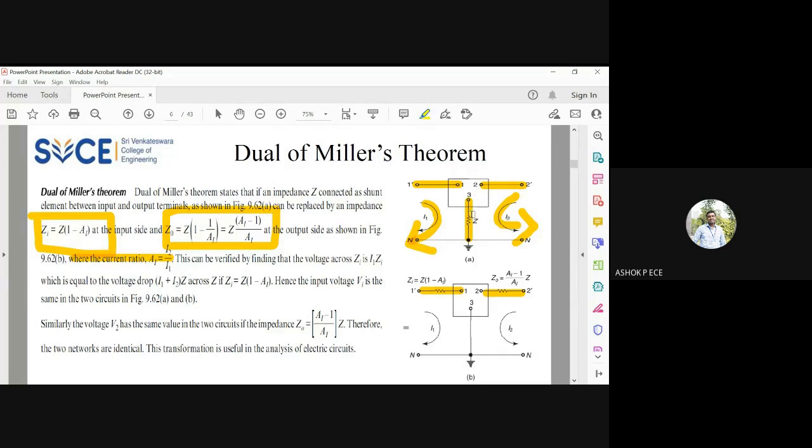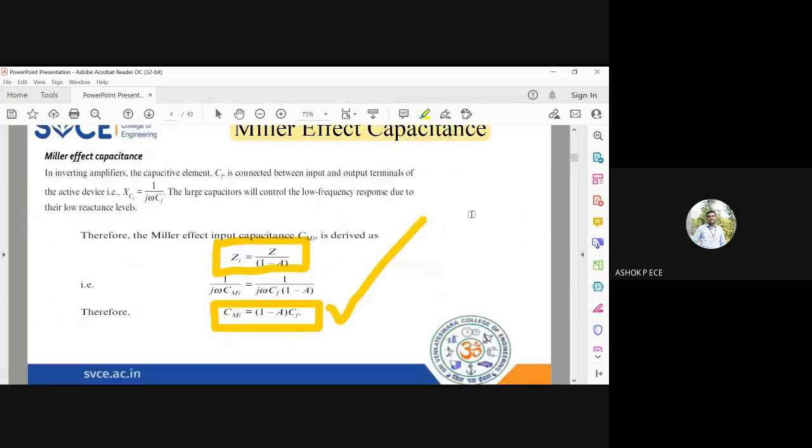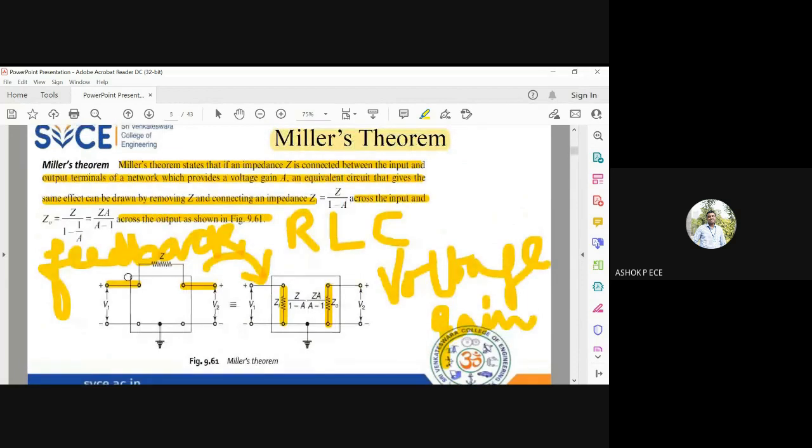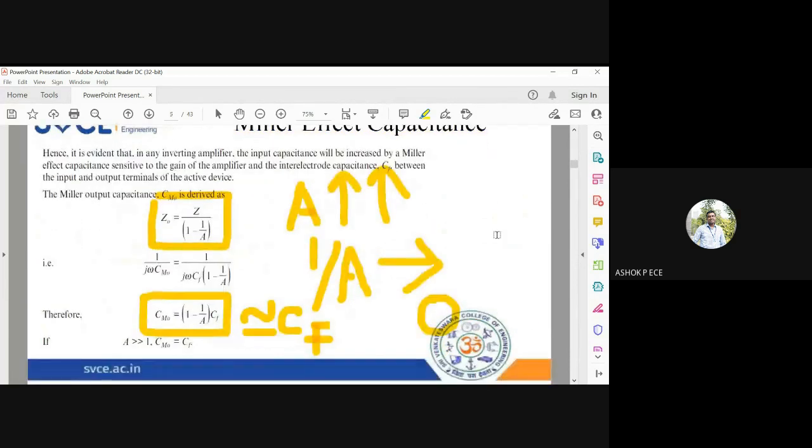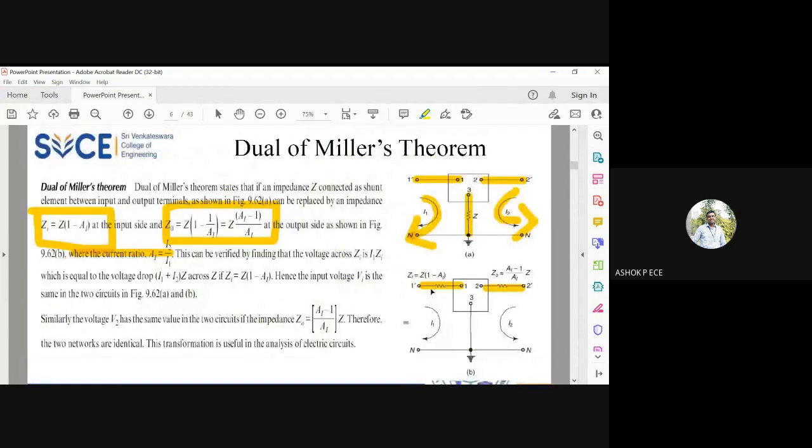See, I once again say the previous case: I have a series component, so I am decomposing it into two shunt components using voltage gain. In this case, you have a shunt component, and I am decomposing it into two series components using the current gain formula. So you should study them logically, relate them and understand.